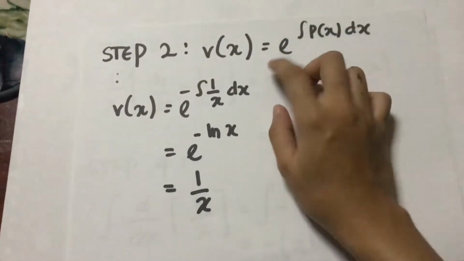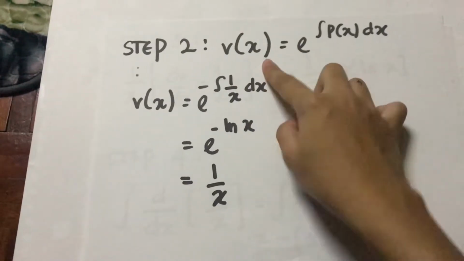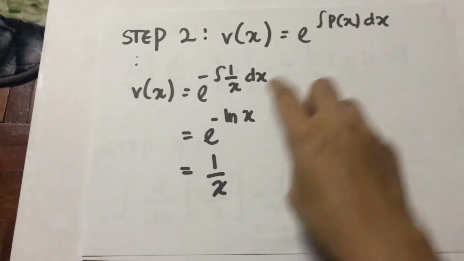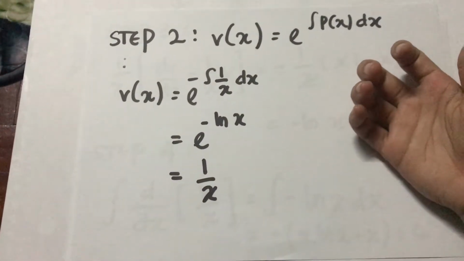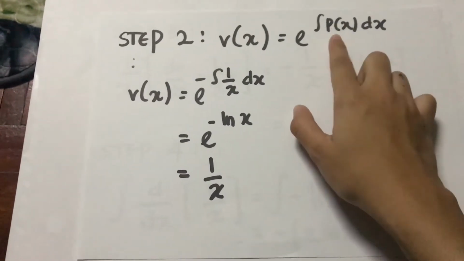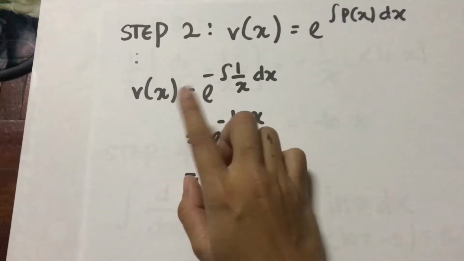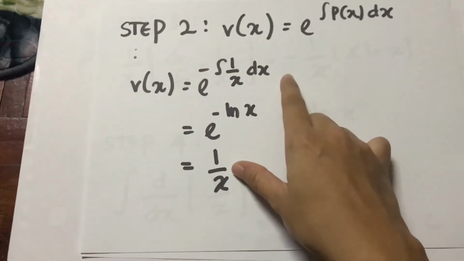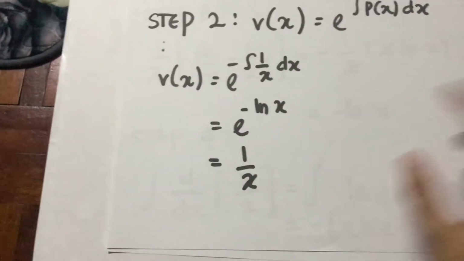Next, we're going to find the integrating factor by Vx equals exponential of integrate px dx. So from the equation before, we have found that px is -1 over x. So we integrate -1 over x with respect to dx. We have found that the integrating factor is 1 over x.